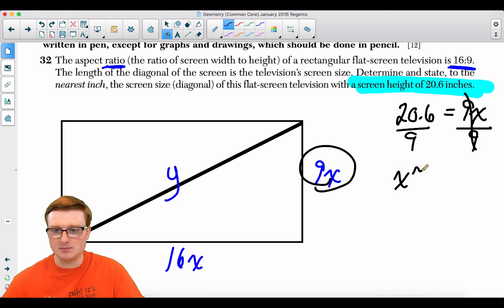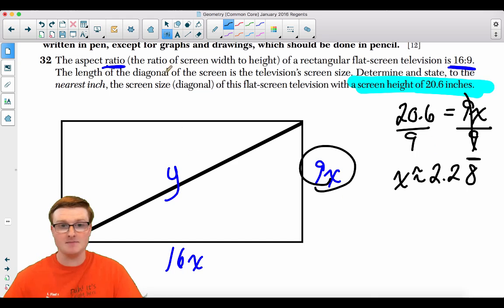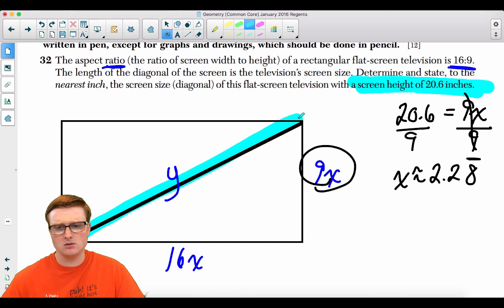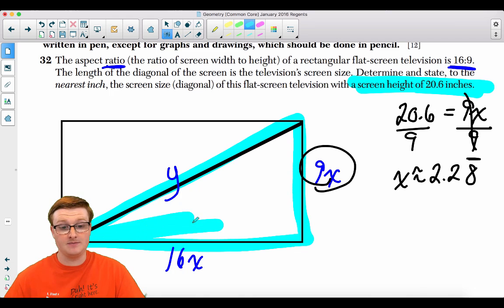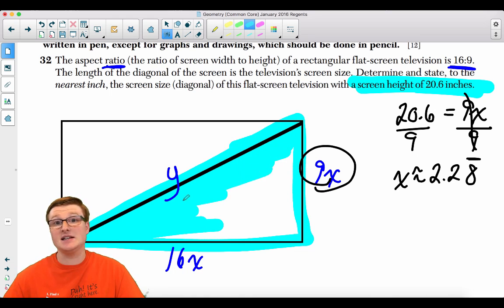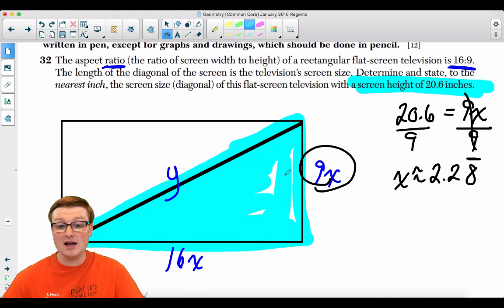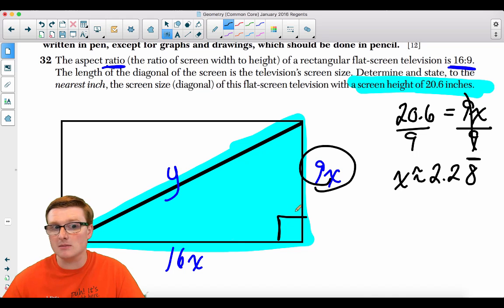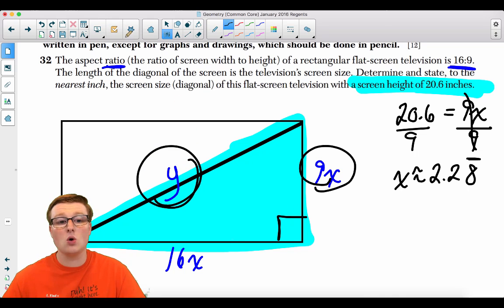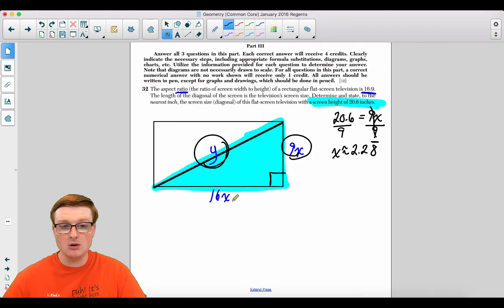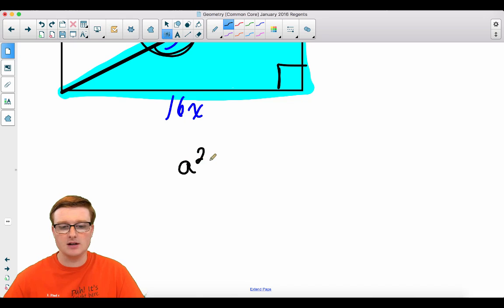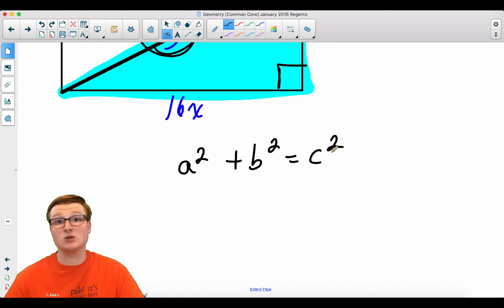Then you get x is approximately equal to 2.28 repeating. The 8 is repeating. Now, we have the value of x. What is that right here? Well, that, my friend, is a right triangle. And a right triangle is special because we could apply the Pythagorean theorem to solve for the length of the diagonal, or the screen length. So what I'm going to do right now is use the formula a squared plus b squared is equal to c squared.